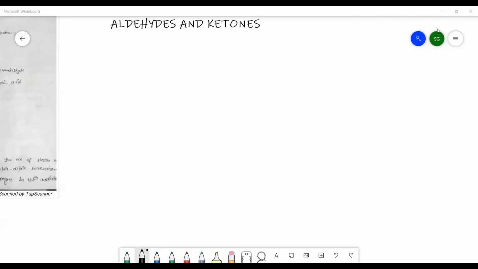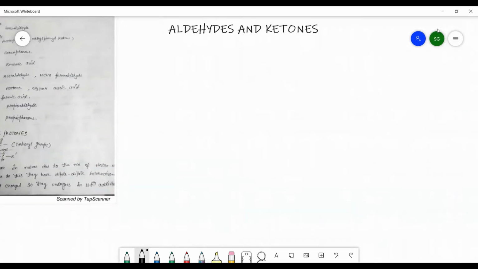Hello everyone. As we are doing aldehydes and ketones from class 12 standard, in the previous lecture we have completed the IUPAC nomenclature related to aldehyde, ketones and carboxylic acid. So in this lecture we will continue the preparation part and the variety of aldehyde and ketones.